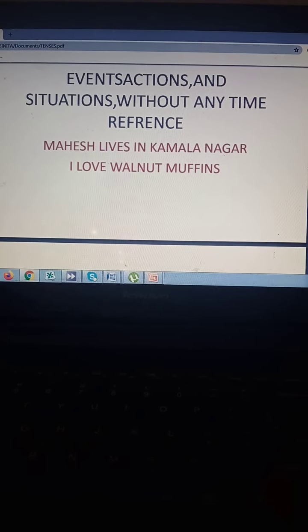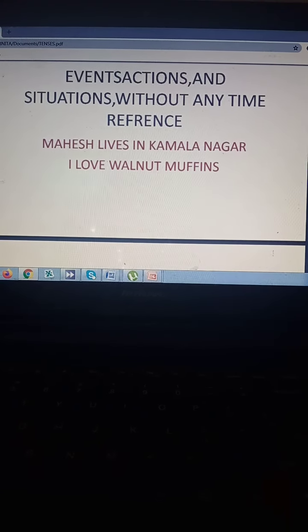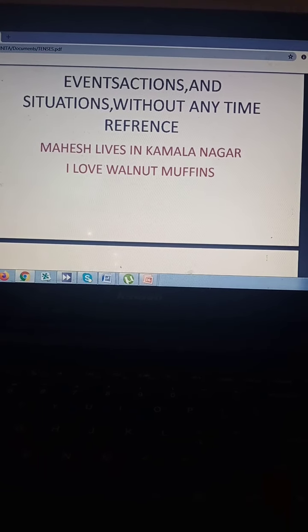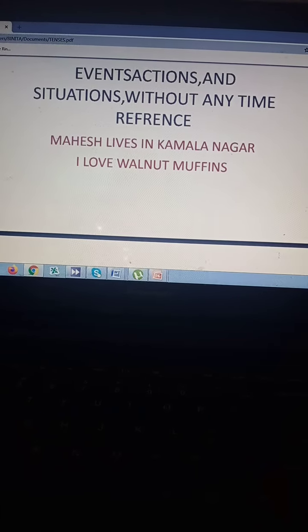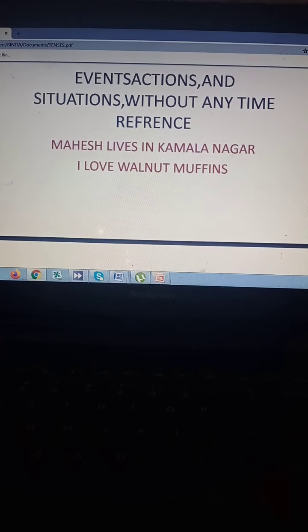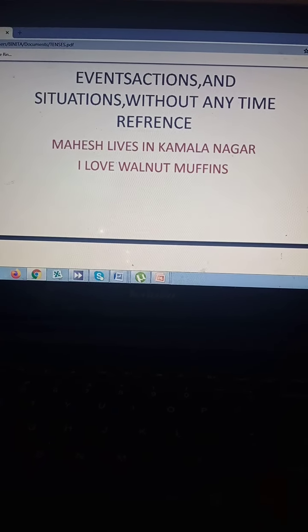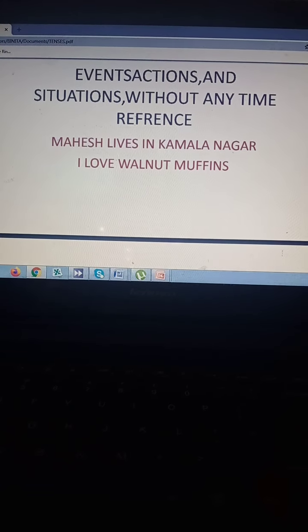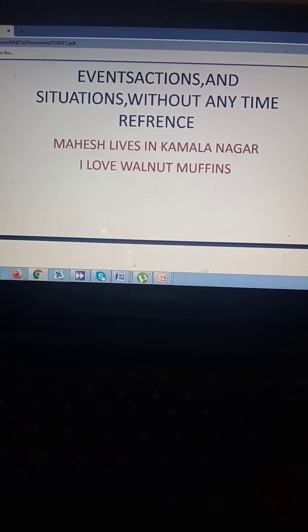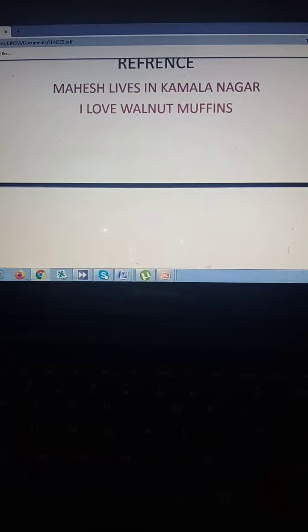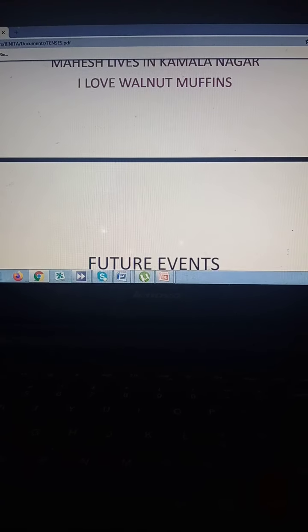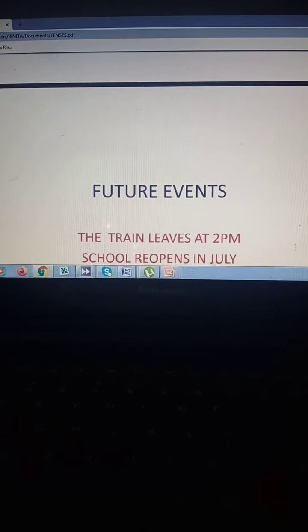Mahesh lives in Kamala Nagar. I love walnut muffins. It's not said, Mahesh lives in Kamala Nagar at 6 p.m. Is it said? No. If it says that, then you cannot say it. So, I love walnut muffins. So this is events, actions and situations without any time reference. Okay, children?